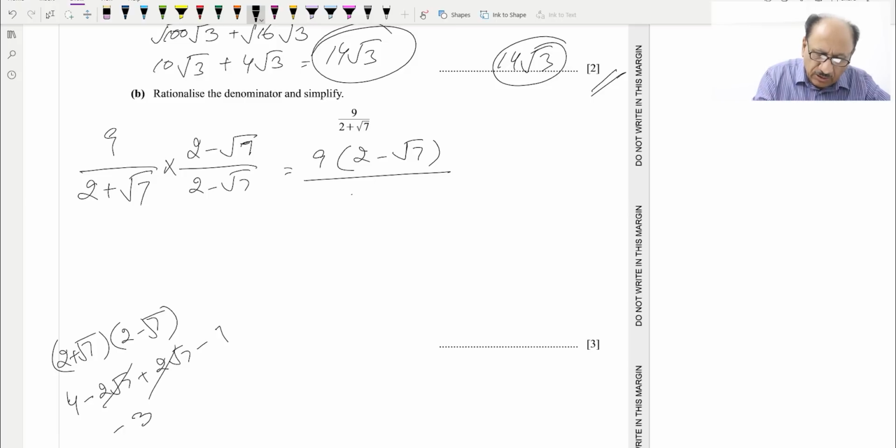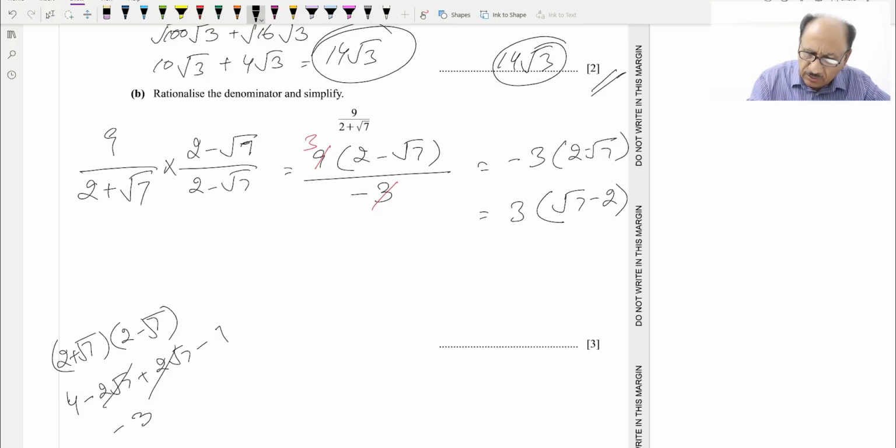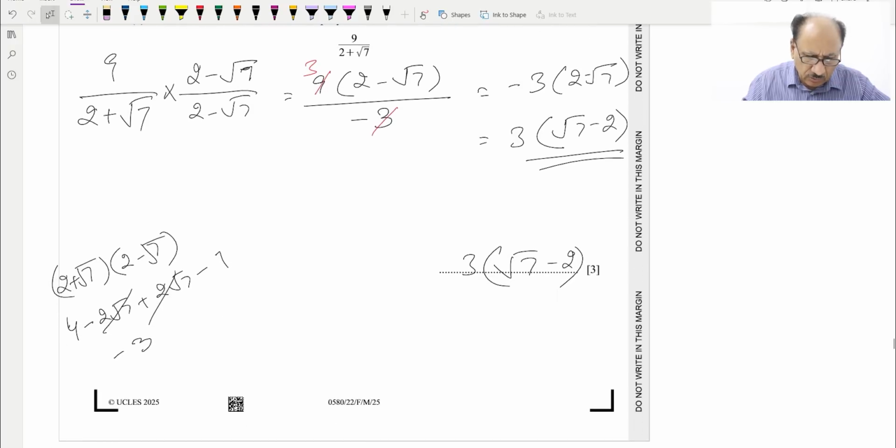These two will be cancelled. So minus 3 I'm writing here, and then we can cancel this 9, so 3 3s are 9. So our answer will be minus 3 into 2 minus root 7, or we can accommodate the minus inside, like this. This will be our final answer, in the same format, basically an exact answer.